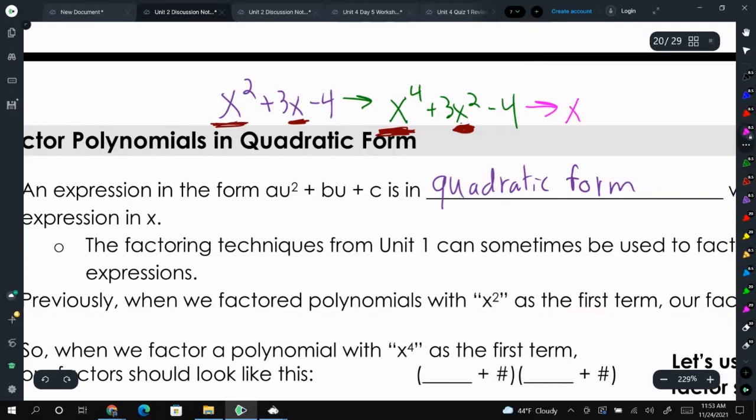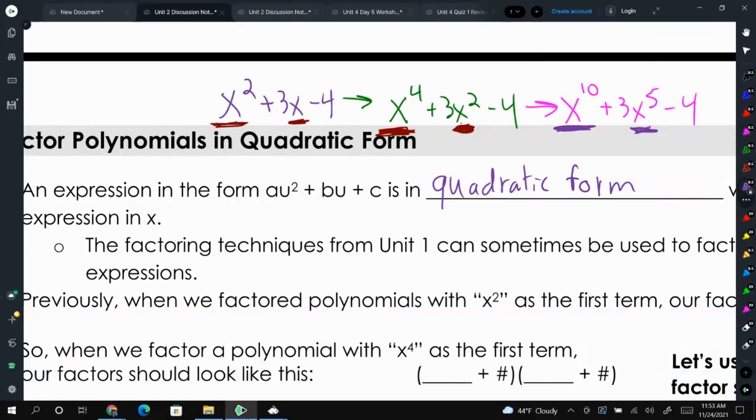This means we could do anything. What about x to the 10th plus 3x to the 5th minus 4? We can factor that the same way because our something here is x to the 5th, and we have that something squared in the front. X to the 5th squared, multiply the exponents, you get 10, plus 3 of that something, x to the 5th, minus a constant. So this is in quadratic form, and we can factor those the exact same way we did quadratics back in Unit 1, things that look like this.